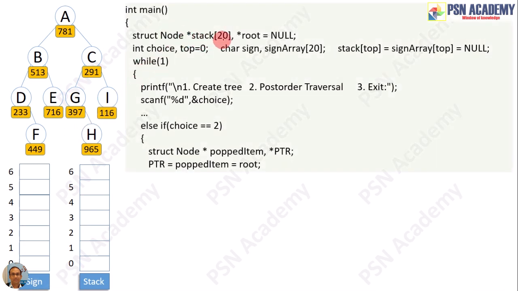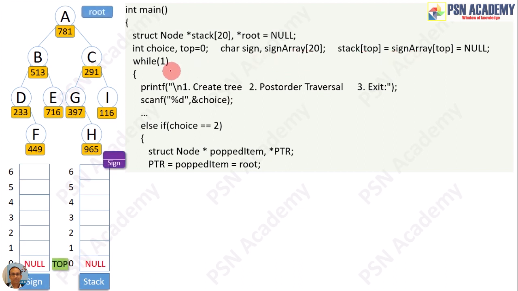Here we have stack 20, but here we have only 7 cells to store the addresses to hold this small tree. Int choice for this menu, and top is set to 0. We also have a sign variable of char type and the sign array 20 of char type. We also set the stack top and the sign array top, both of them, to null. So after this, it will be looking like this.